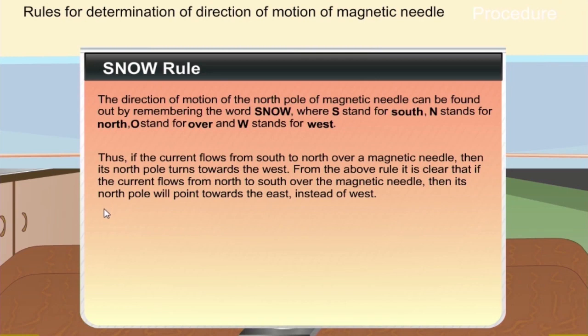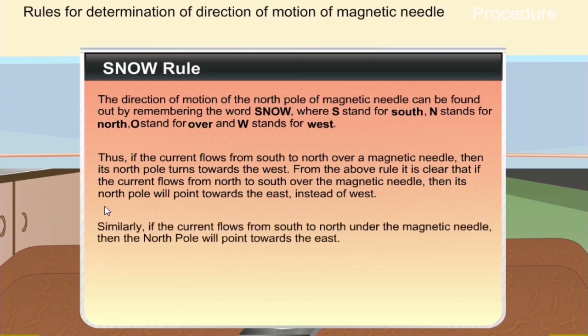Got it? The snow rule also says that if the current flows from south to north under the magnetic needle, then the north pole will point towards the east.